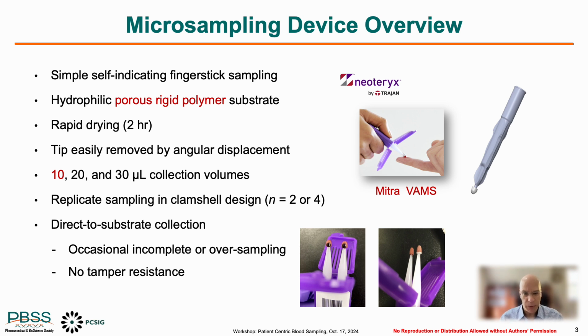Substrates are available between 10 and 30 microliters, and replicate sampling is facilitated by inclusion of a clamshell design that allows 2 or 4 collected samples. It is a direct-to-substrate sampling device, which on one hand eases the collection process. However, it can lead to occasional incomplete sampling or oversampling, and of course there is no tamper resistance pre or post sample collection.